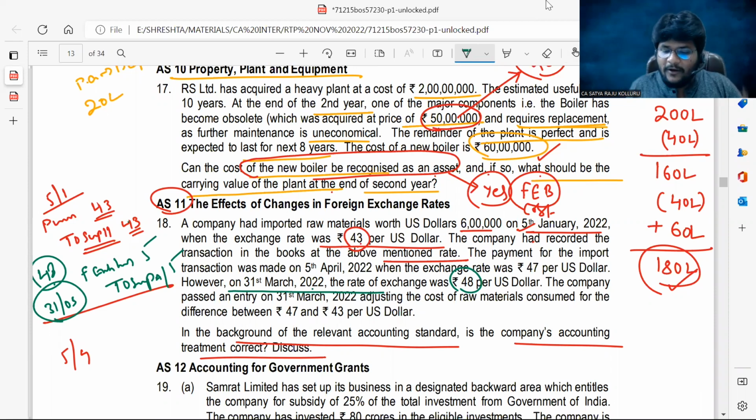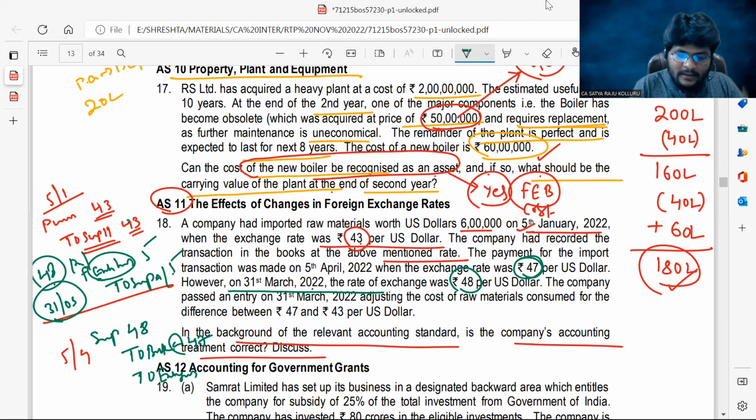Now, as on the date of payment, what we need to do? As on the date of payment, it was quoted at 47 rupees. Now, supplier account debit 48. It was shown at 43 plus 5, 48. To bank, it is at the rate of 47. The remaining was gain, which is exchange gain account. This exchange loss we transferred to P&L. This exchange gain we again transferred to P&L. This is the original accounting treatment.